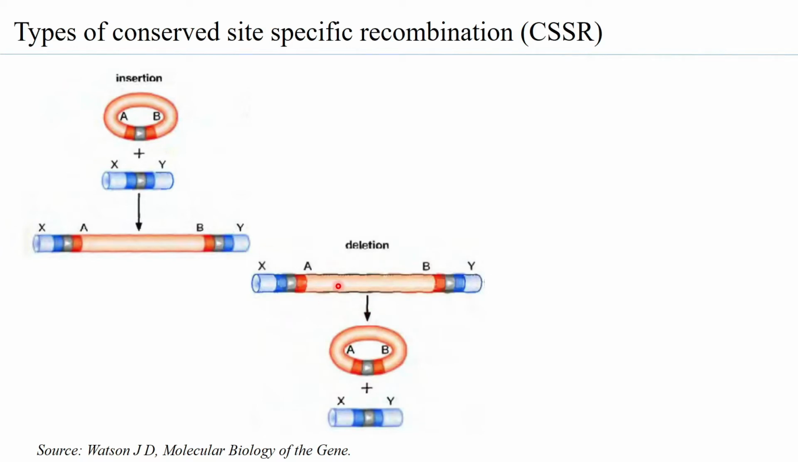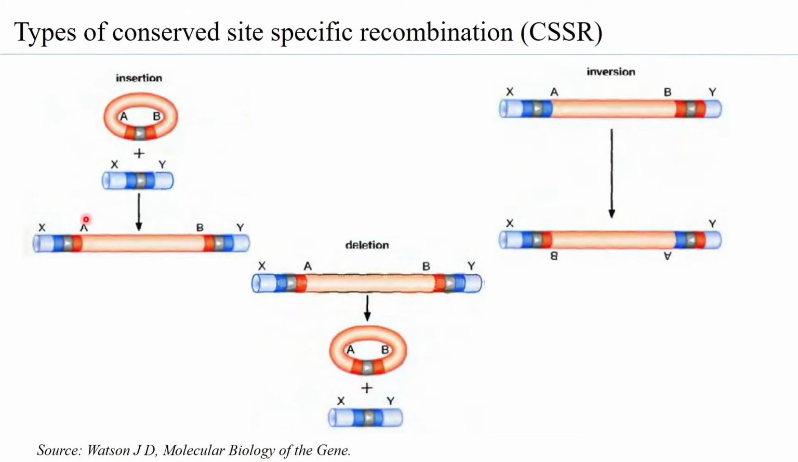In the same way you can have deletion. What got inserted can also get deleted. Again, using these recombination sites, the recombinase can come and bind and delete this portion from here, leading again to what was there earlier, that is the XY gene with the crossover region. So this is deletion and this is insertion. But as mentioned earlier, you can also have inversion.